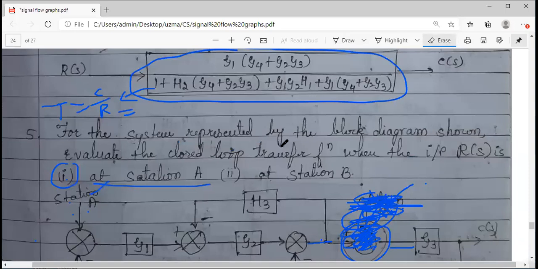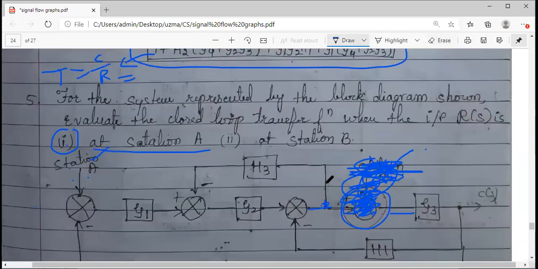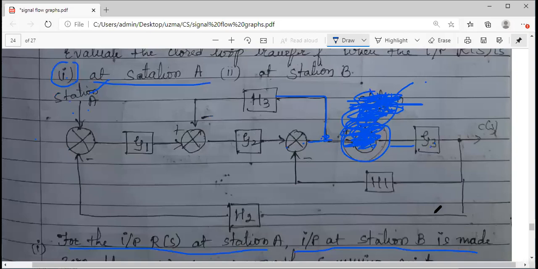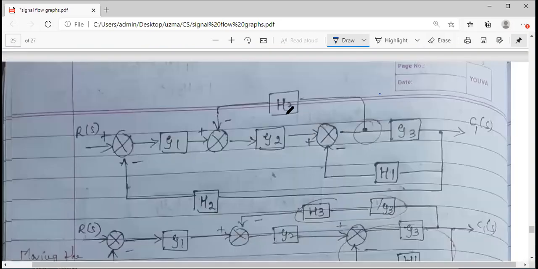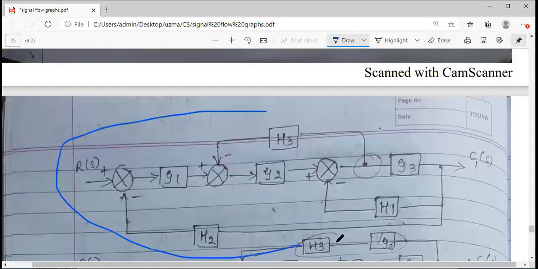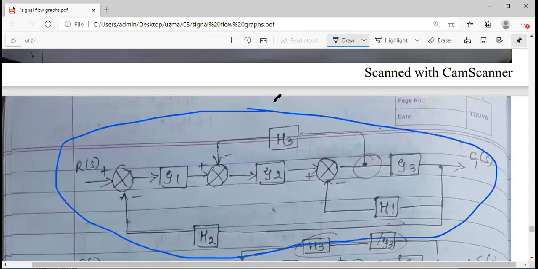You can see here also in the original diagram, there is a take off point which is connected to H3. Only this line, which I have scratched here, should not be drawn. Directly a line should be coming from the summing point to G3. So I have redrawn the figure without station B.